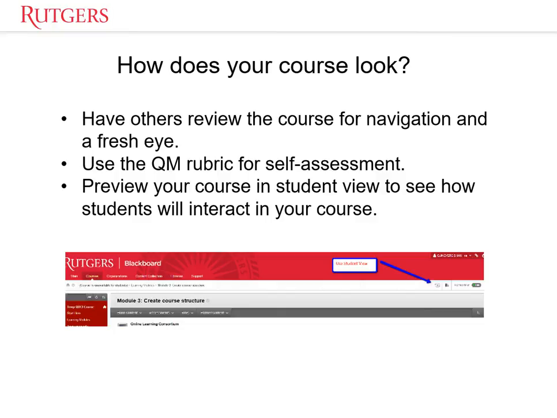And then once you start putting it together, how does your course look? Have other people review it and see how they feel about the course navigation. It gives you a fresh eye. Of course, use the QM rubric to self-assess your own course to see how it's flowing. And then it's a good idea to go and use the student view in Blackboard to see how students are going to view and interact with your course.